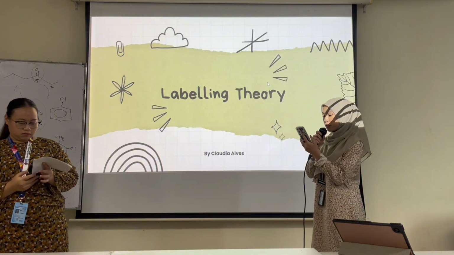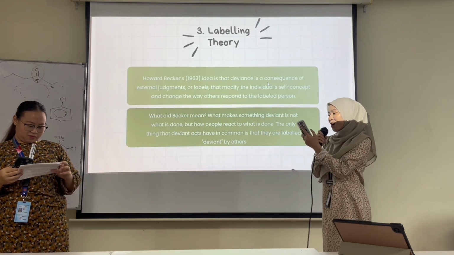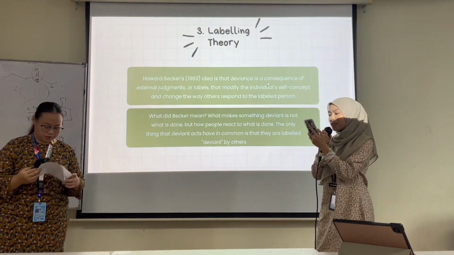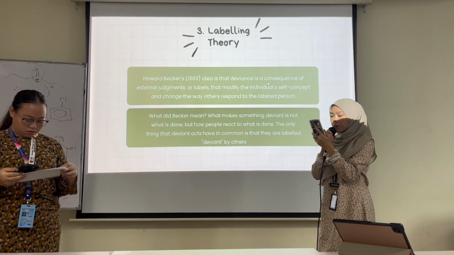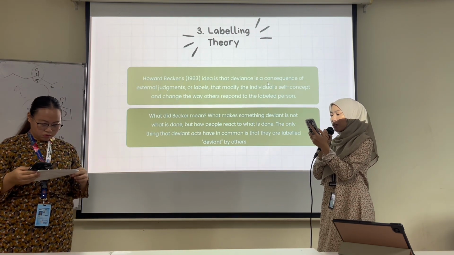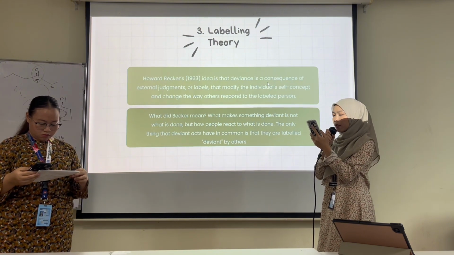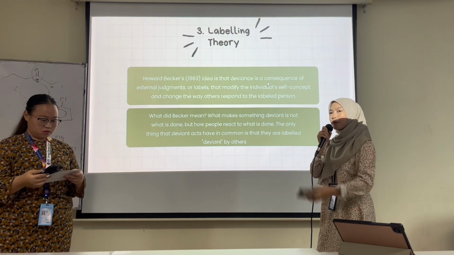So next is labeling. Labeling theory is Howard Becker's 1963 idea that deviance is a consequence of external judgment, a label that modifies the individual's self-concept and changes the way others respond to the labeled person.